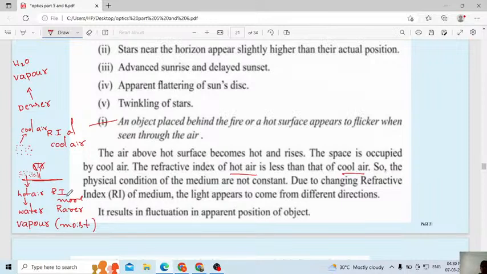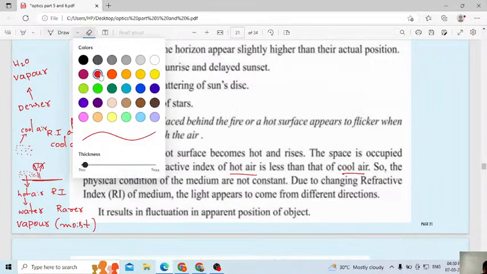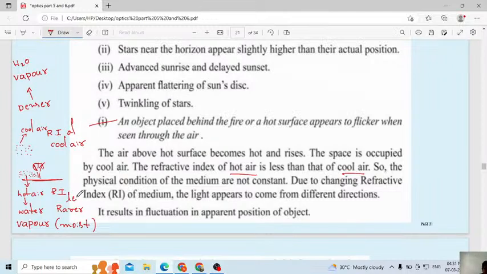Refractive index is less is nothing but rarer medium only. Here I wrote refractive index is more. No, refractive index is less. Here the refractive index is less, therefore it is a rarer medium. Refractive index is more means that is a denser medium.